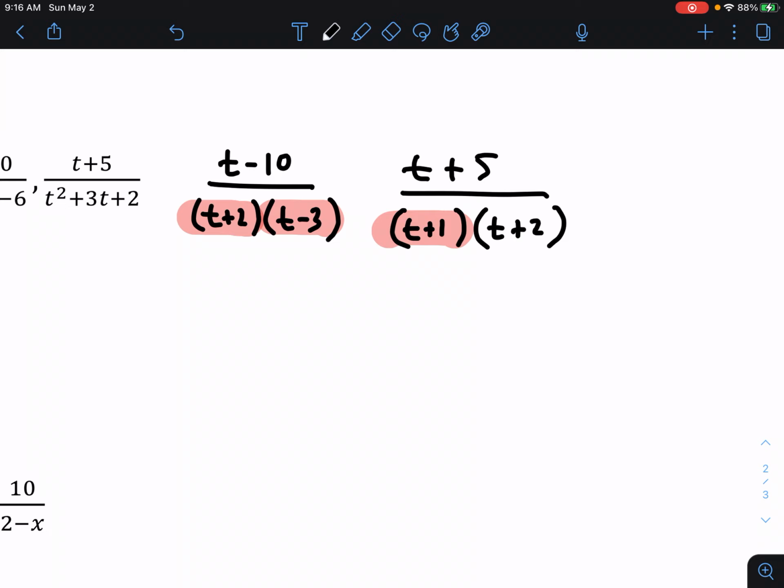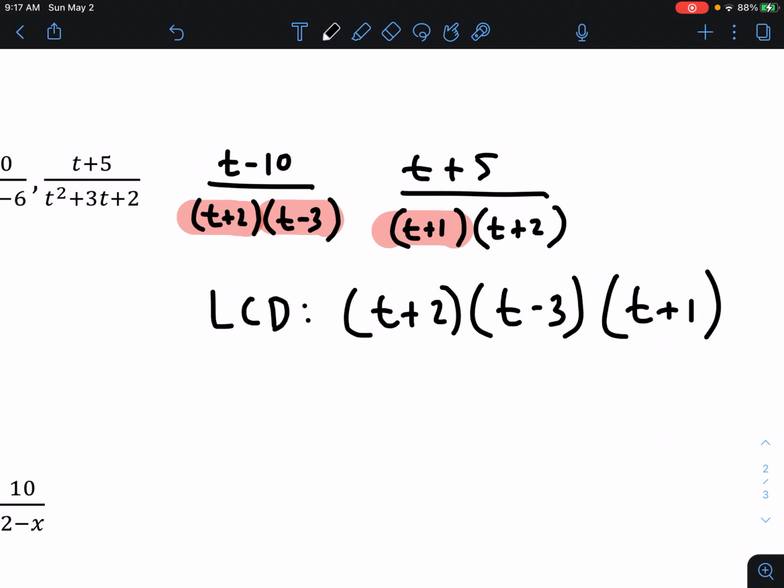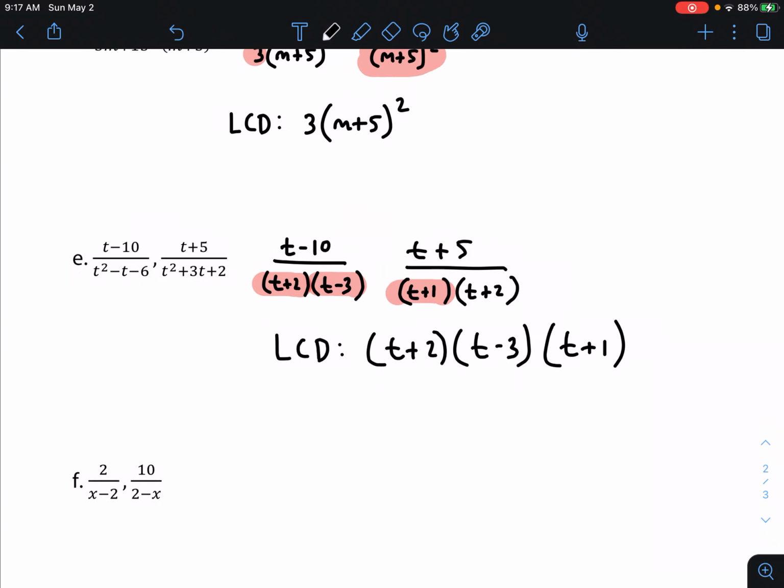Okay, so our LCD in this case is t plus 2, t minus 3, and t plus 1. And again, I'm going to leave that like that for my LCD because eventually I might be able to cancel some things. So I'm going to leave that until the very end to mess around with further.